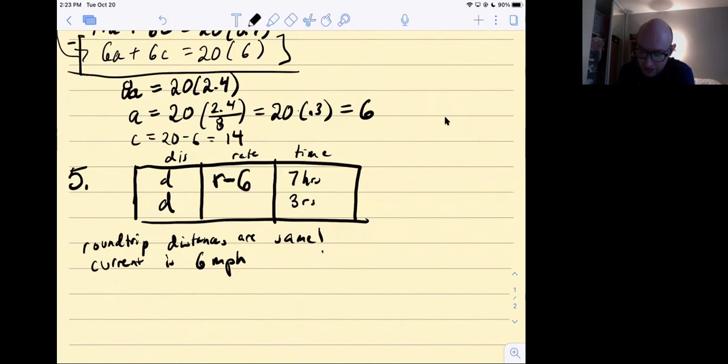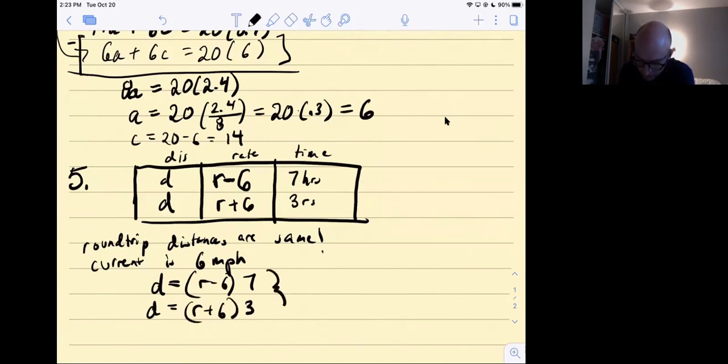The rate is not 6. The rate is R. 6 is the current. So the current affects how fast you're going in the water by either taking away from your speed or adding to it. Okay. So this is our system of equations. You can write, for each equation, D equals R minus 6 times 7, D equals R plus 6 times 3. Now you can do substitution. You do R minus 6 times 7 equals R plus 6 times 3.